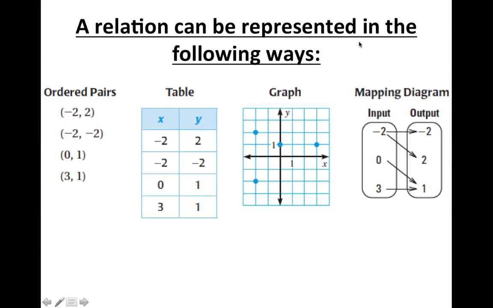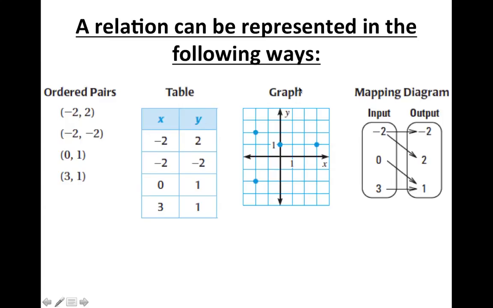Next, a relation can be represented in the following ways. Again, an ordered pair. We can have our x and our y values, so again, they're in parentheses. Our numbers are separated by a comma. The first number is our x, or our domain values, and the second number is the y, or the range values. If you take these ordered pairs, they're going to be the same for the other 3 ways to represent a relation. The table: your first column is your x, the second column is your y, and if you notice the terms, your ordered pair, we go straight across. So we have negative 2, 2, and that goes in our table in the first line.